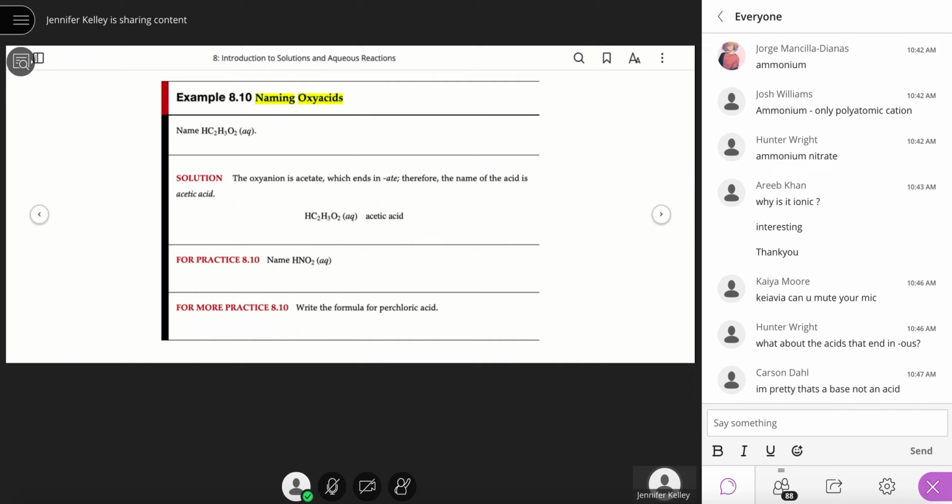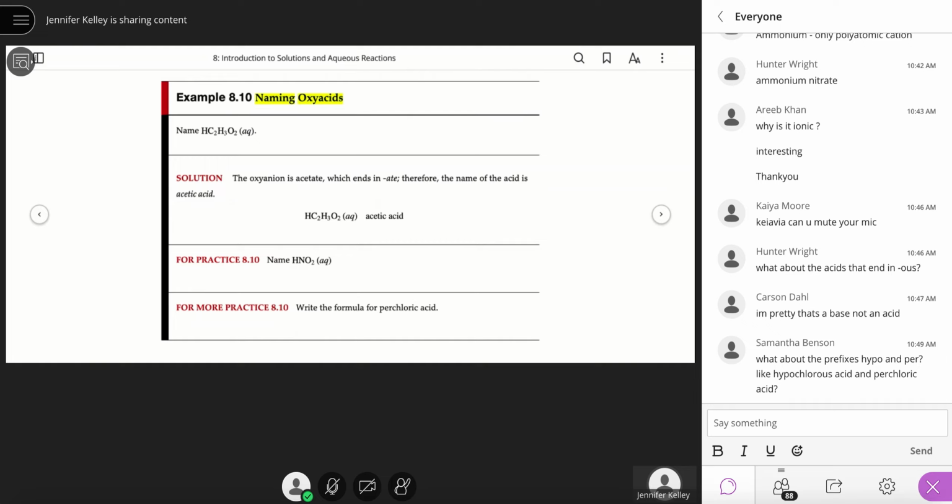So what about the acids that end in ous? Yep. The ones that end in ous would be things where instead of ending in ate, the polyatomic ion would have ended in ite. That is a good question. So that has to do with the polyatomic ion.